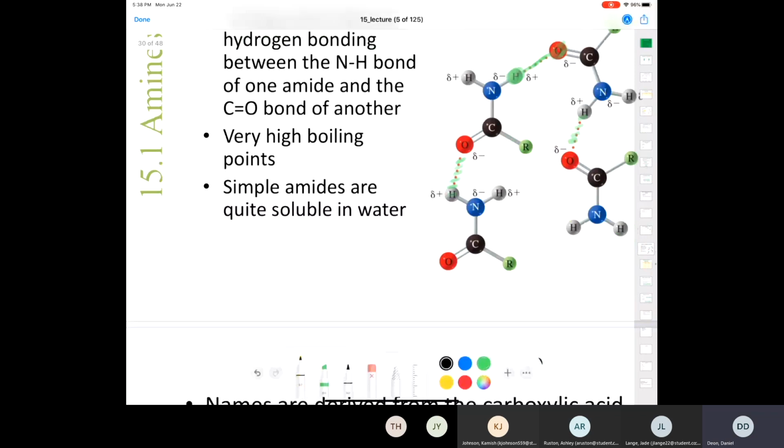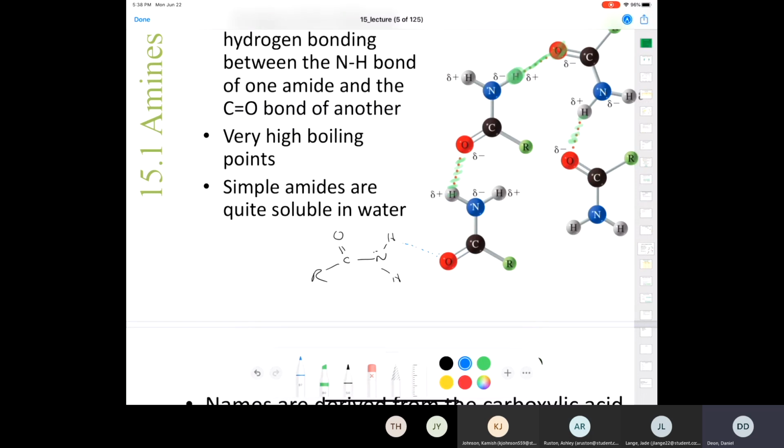Let me get a different pen out here and I'll practice. If I draw another amide, I'll just draw something similar to what they have. So I'll put an R group, so we have a carbonyl and then an R group. I could draw a hydrogen bond like this. It says here that although amides have very high boiling points, simple amides are going to be quite soluble in water because they can also hydrogen bond with H2O.